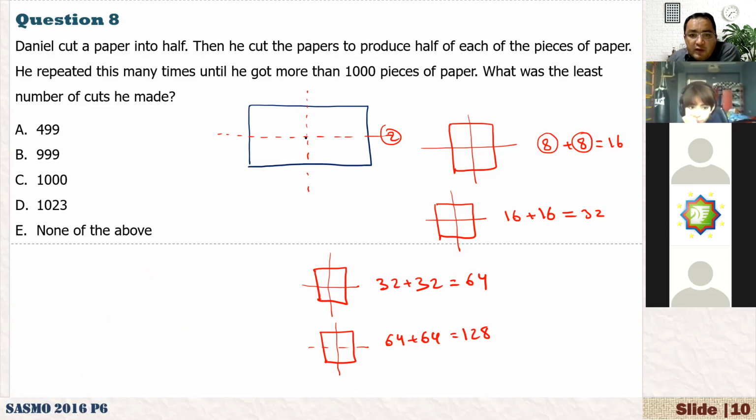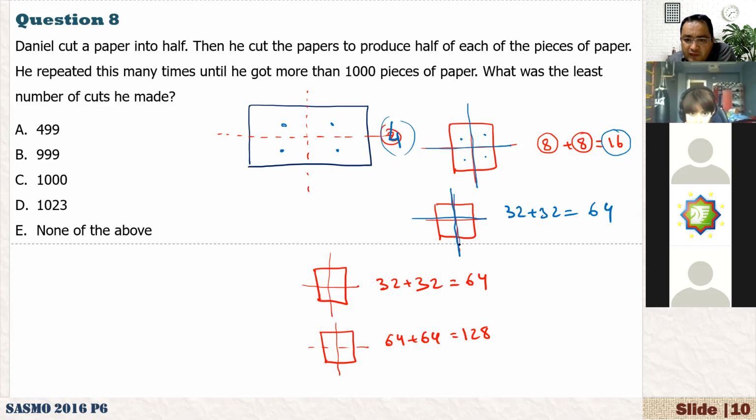Just a second. In the first one, I have actually cut two cuts, right? I have 4 pieces here, not 2. Why did I write 2? Because here there are 4 pieces. Put them together, cut from here, I have 8 pieces. Cut again, we have 16 pieces. Now 16, cut them, we have 32. Now 32 plus 32, we have 64.